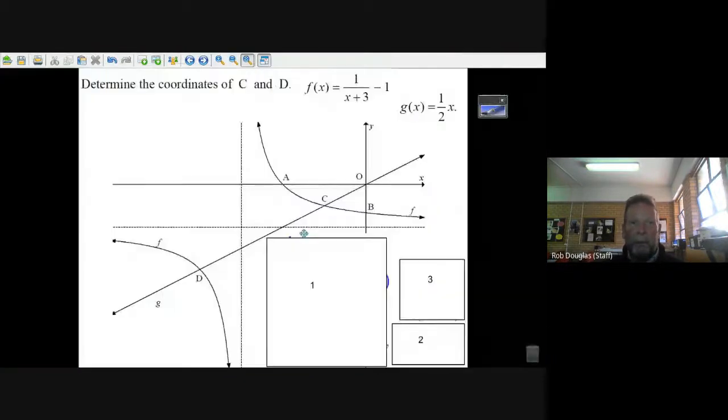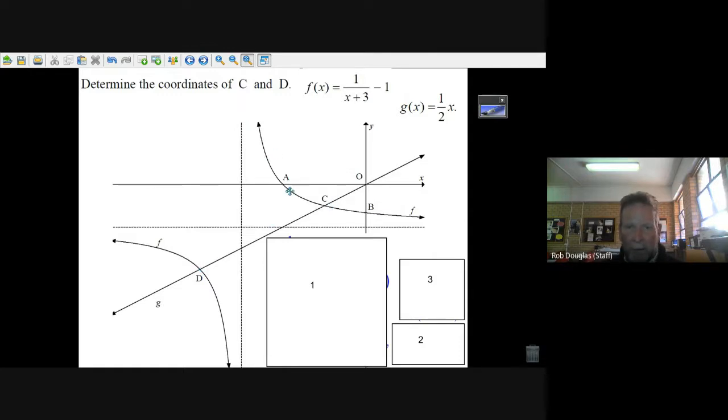Okay, we're continuing on with the function questions of the November 2016 National Grade 11 exam. And here we go. Determine the coordinates of C and D. Well, first you have to know what C and D are.